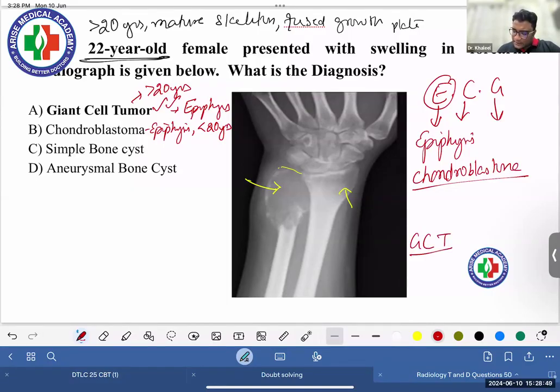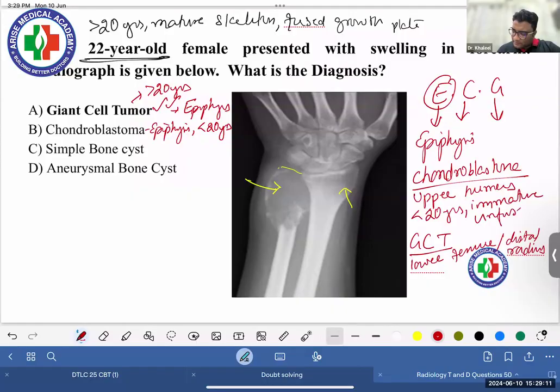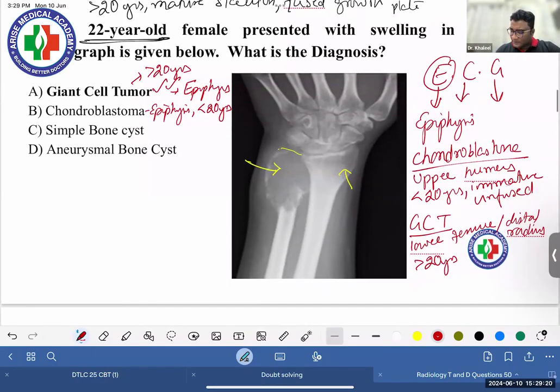Chondroblastoma is in the epiphysis in the upper humerus. GCT is in the lower femur or distal radius also. The most common bone tumor in the distal radius is also GCT. This is less than 20 years, immature skeleton or unfused growth plate, meaning the same. This is more than 20 years, mature skeleton or fused growth plate, meaning the same, right? So that is about it.